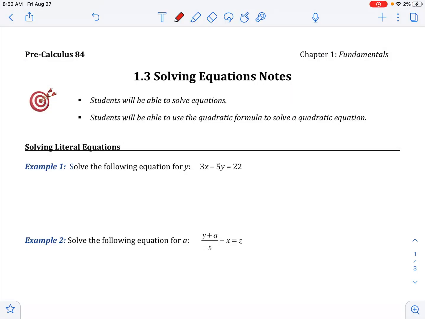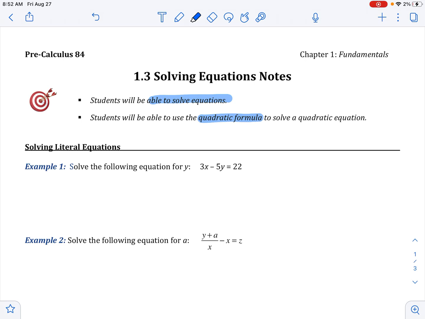All right, for 1.3, the second part that we're going to do here, we are going to focus on two concepts. The very first concept is to be able to solve equations, and the type of equations we're going to do are literal, okay? And then the second thing is we're going to talk about the quadratic formula.